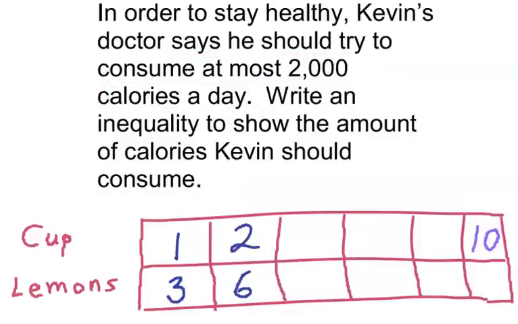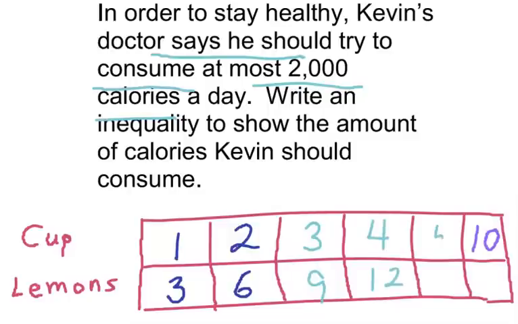Ruth is making lemonade. For 1 cup of water, she uses 3 lemons. For 2 cups, she uses 6 lemons. Okay, so if this pattern continues, how many lemons will she need for 10 cups of water? Well, we can just keep going. 3 and 9, 4 and 12, 5 and 15. Okay, but now we need to jump to 10.